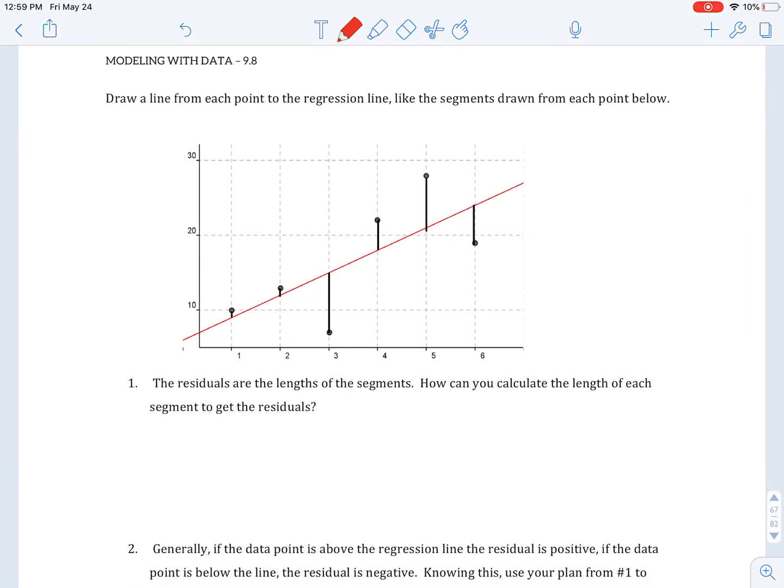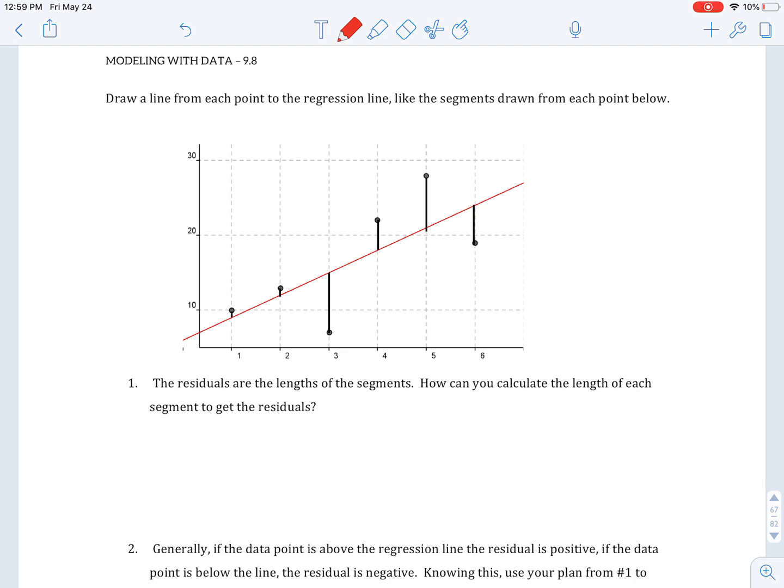Draw a line from each point to the regression line, like the segments drawn from each point below. That also is done for you. The residuals are the lengths of the segments. How can you calculate the length of each segment to get the residuals?